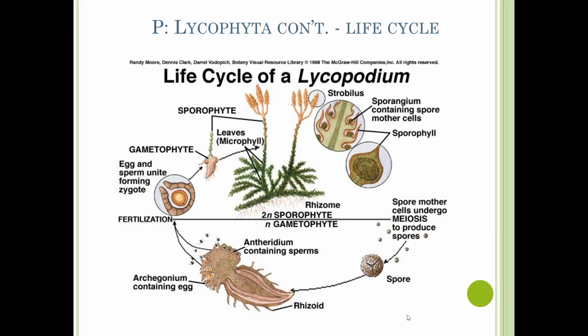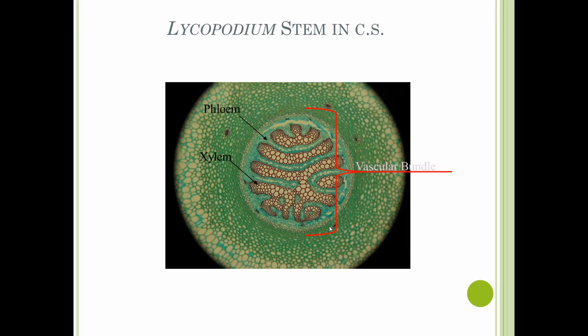One last picture that I want to show you. Think of this. If we were to take one of the stems, you can't really make out the stem quite well because it's filled with all of these microphylls, but imagine taking all these little leaves off of it and cutting the stem in half. That would be a cross section. This is what it's going to look like. So this is a Lycopodium stem in cross section.